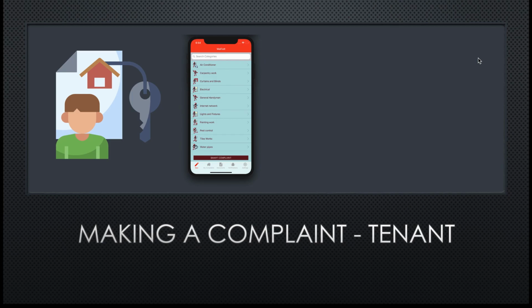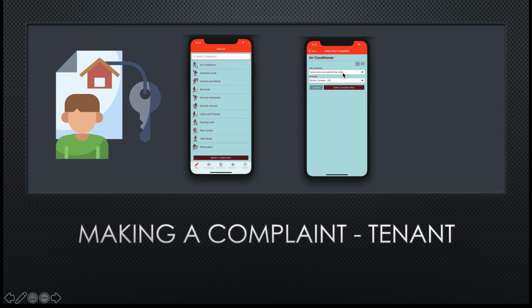Now we will see how a tenant can make a complaint. So it's very simple. The tenant will select the complaint category in the new tab, where all the complaint categories are listed. Then after selecting the main category for complaint, the tenant will select the subcategory for the complaint. On this screen, the tenant will also have the option to select the property for which they are making the complaint. There is also an option to take a picture from a mobile phone gallery or camera. Finally, they will tap the Make Complaint Now button to make the complaint.